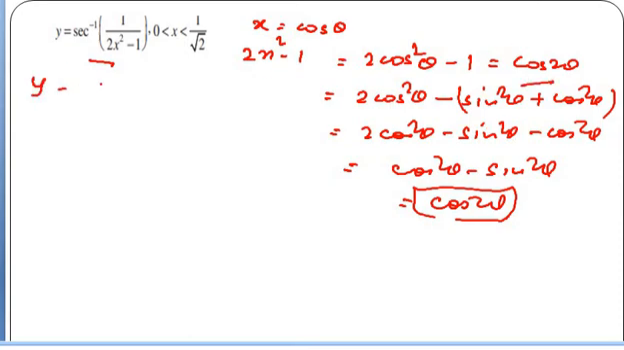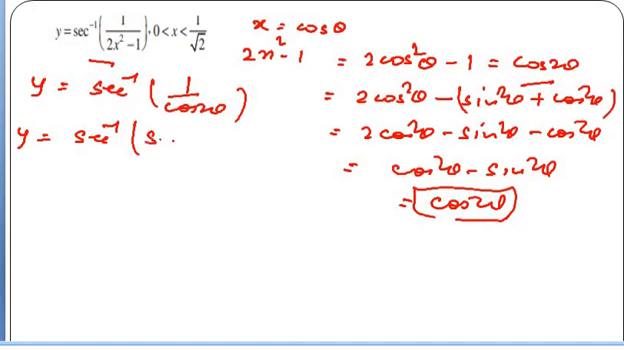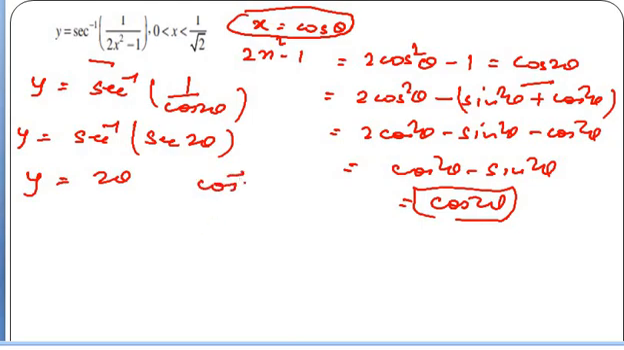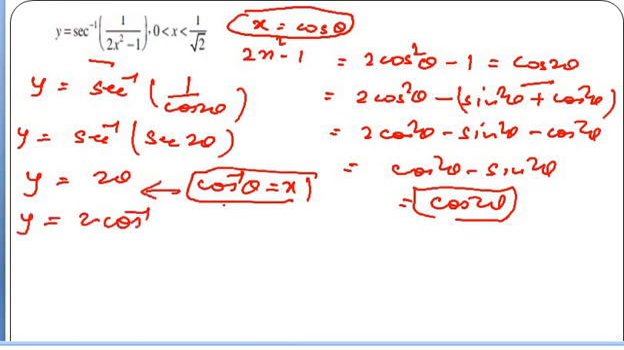So if I substitute this one, I will get 1 upon cos 2 theta. And now see how simple this is. 1 upon cos is sec, so we can write sec inverse of sec 2 theta. Now sec inverse got cancelled. I can write 2 theta. Now what is the value of theta? If you see here, cos inverse x is equal to theta, right? So can I use this? Yes. So I will use 2 cos inverse x.